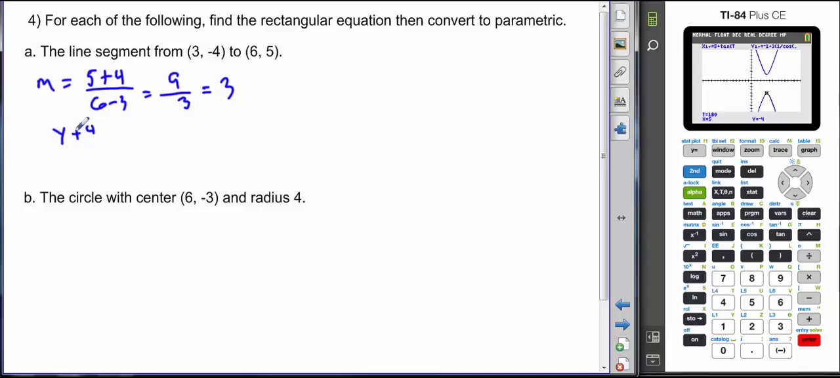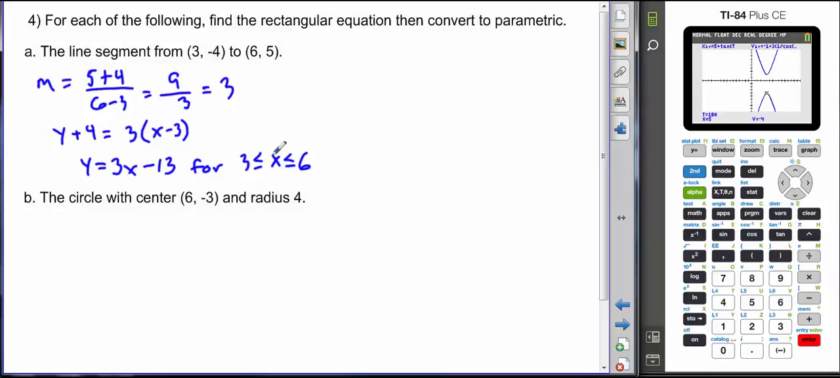All right, and so we could write the equation. I'll start in point slope form. y plus 4 is equal to 3 times (x minus 3). But if we simplify that, we'd have y is equal to 3x minus 13. Okay, now that's the line that goes through those points. But if we want to restrict it to just be a segment that starts at (3, -4) and ends at (6, 5), we could just restrict our input value and say 3 is less than or equal to x, less than or equal to 6. So there's the rectangular version.